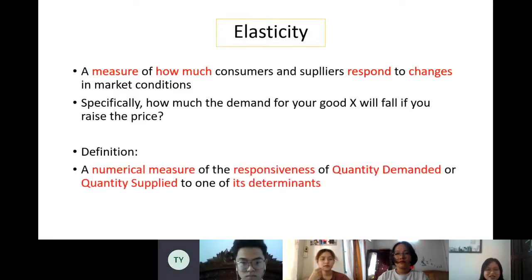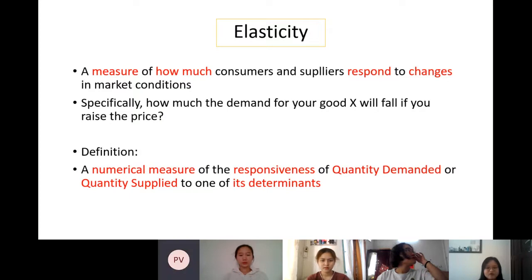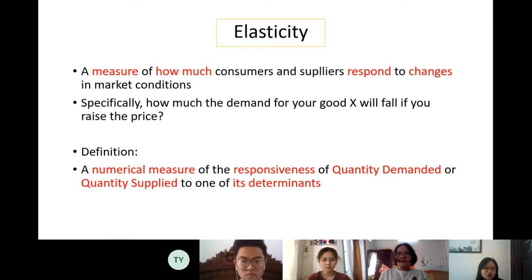Okay, elasticity is a measure of how much consumers and suppliers respond to changes in market conditions. In other words, it is a numerical measure of the responsiveness of quantity demanded or quantity supplied to one of its determinants. Specifically, here we have a question in our scenario: how much will the demand for your good X fall if you raise the price?